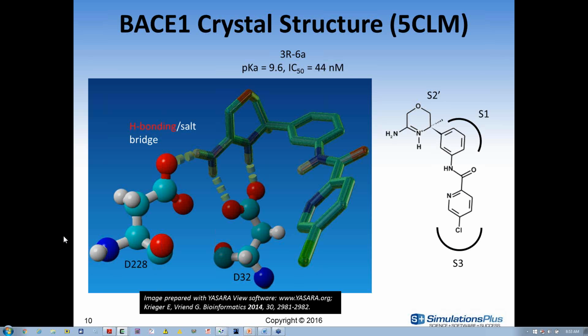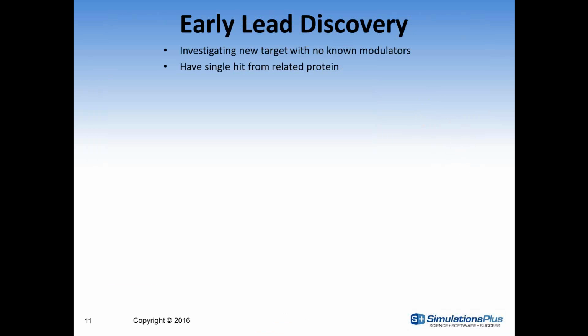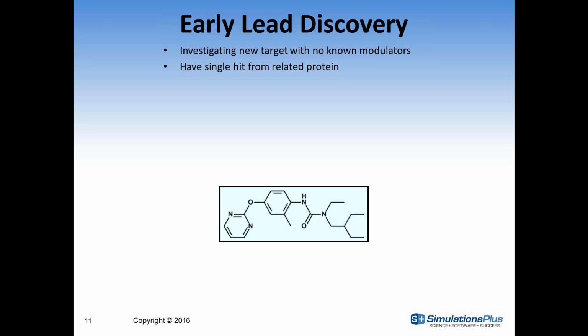And then finally, in this last section, I'm going to briefly discuss an early lead discovery project. So let's say you're investigating a new target. There are no known modulators, but there's a hit from a single related protein. So you would start with that structure, let's say, and this is just a random compound I extracted from the Kimball database. You see it's got a urea functionality and then kind of an ether type linkage here.